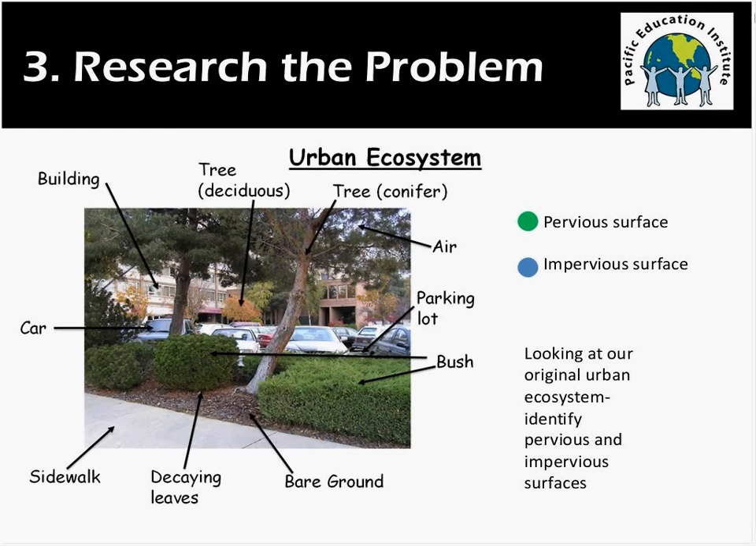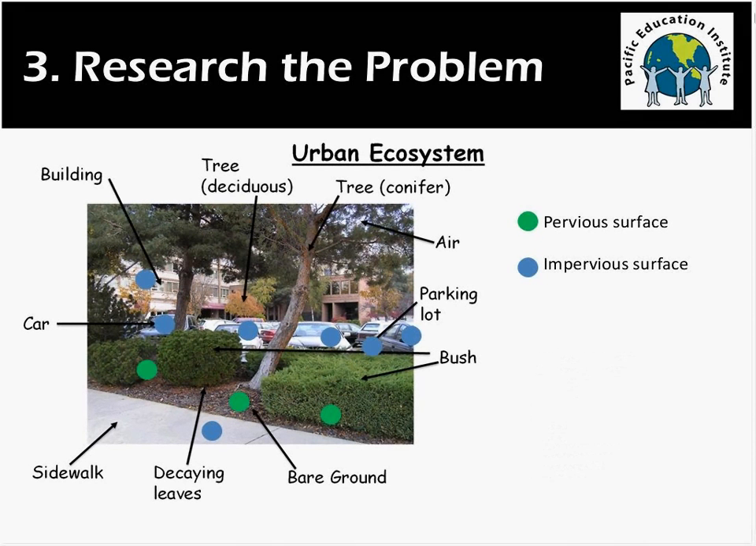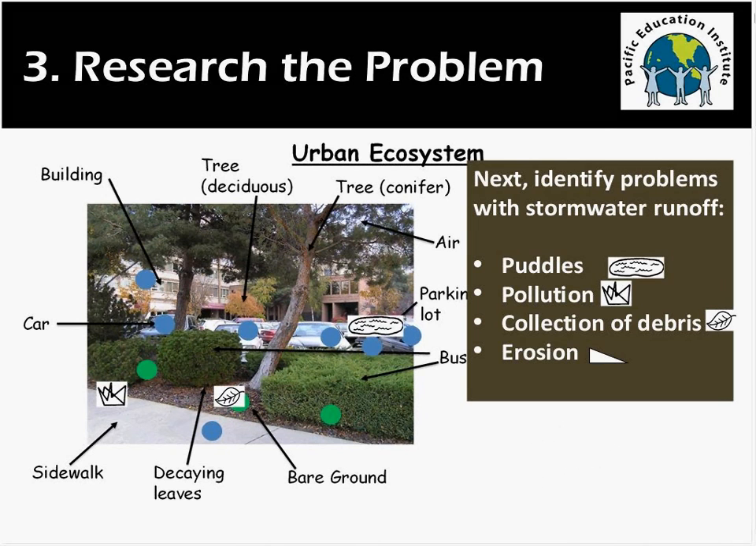So looking back at our photo that we did earlier, we can now categorize those pervious and impervious surfaces. And then we can even go further again and look at where there might have been problems in terms of puddles, pollution, collection of debris, and erosion in that site, depending how you take your picture or make your drawing.